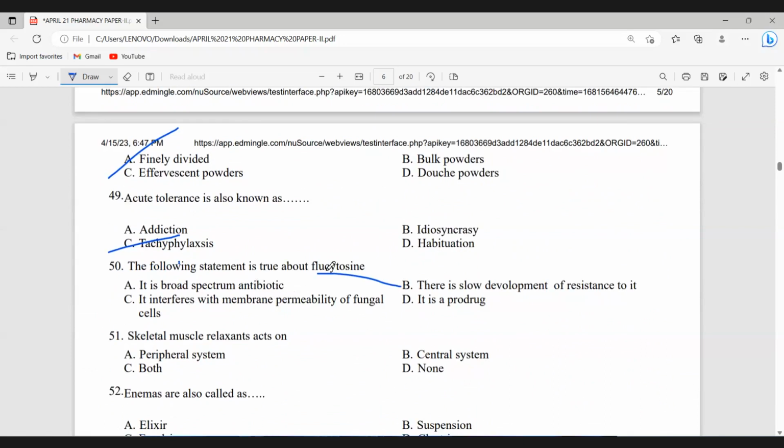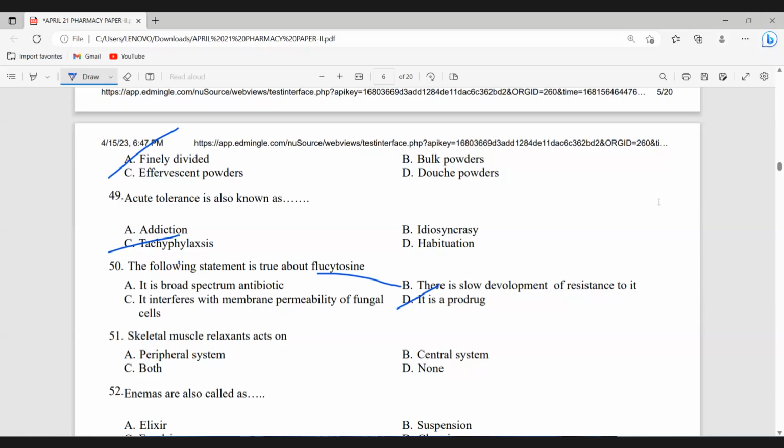It is a broad spectrum antibiotic. That is wrong. It is a prodrug. It is correct. But a prodrug of what? It is a prodrug, so after we take it, it has to be converted to the active constituent. What is that active constituent? I need the answer from you.